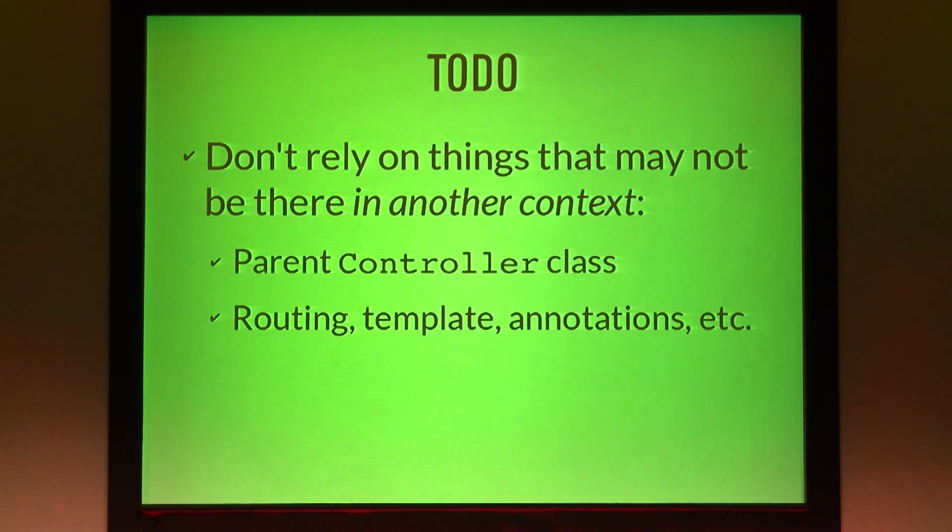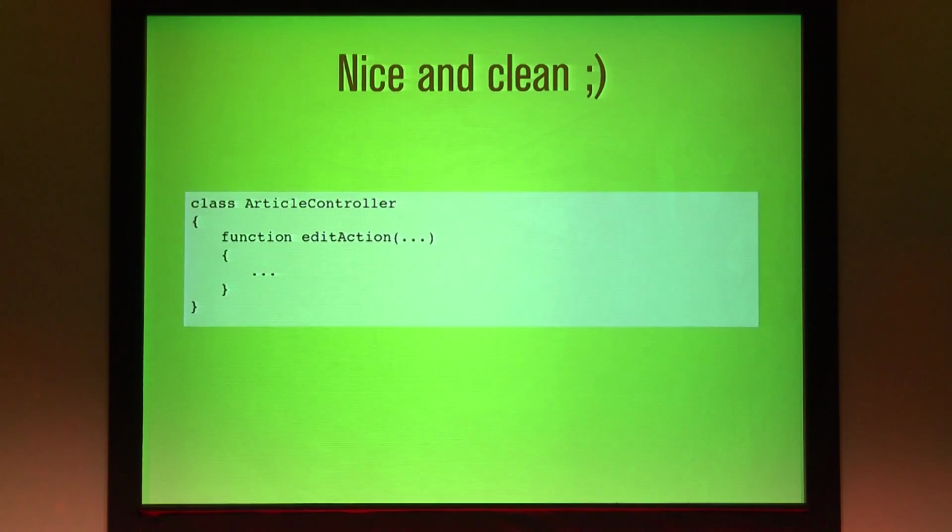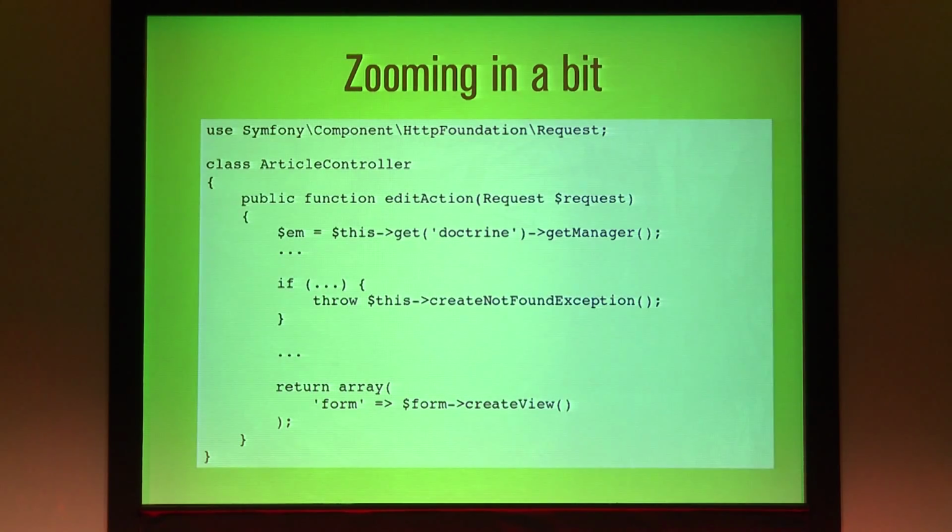We are not going to rely on those things that will likely not be available in another context, like this parent controller class and the routing, template, etc. annotations. Once we remove all that, we have a very nice and clean controller, which I like very much. But this is not very useful at all. Once we are zooming in a bit on the code of the actual controller, we will notice that lots of things are happening inside it.